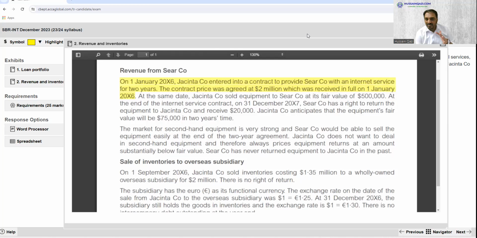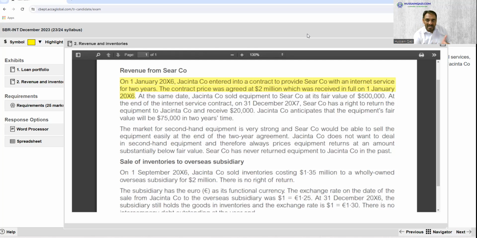It's very simple. According to IFRS 15, if the company delivers the services, Jacinta delivers the services, and the customer simultaneously receives and consumes the services, that means the company, Jacinta here, the seller, recognizes the revenue over time, not at one point of time. So if Jacinta received $2 million at the start of the year, for a 2 years contract, the 2 million must be split or allocated over the 2 years.